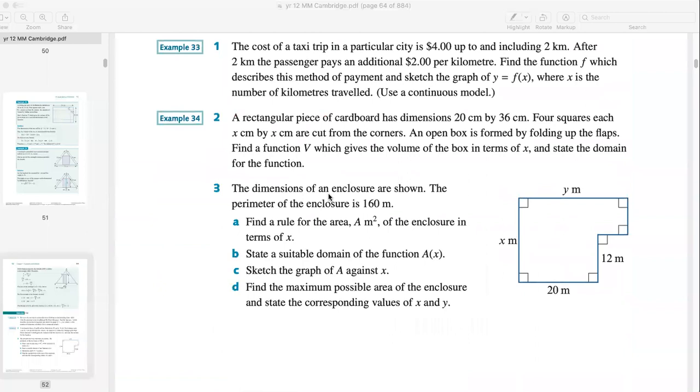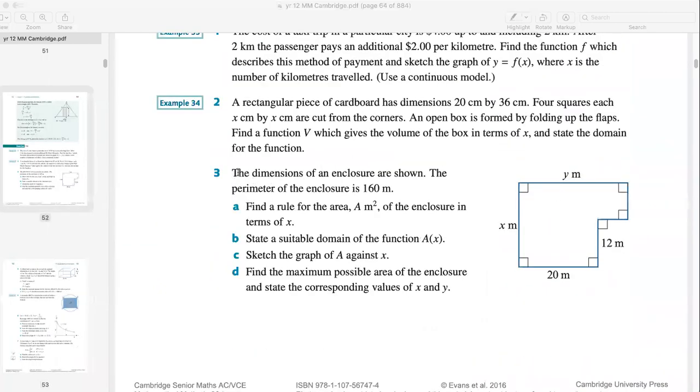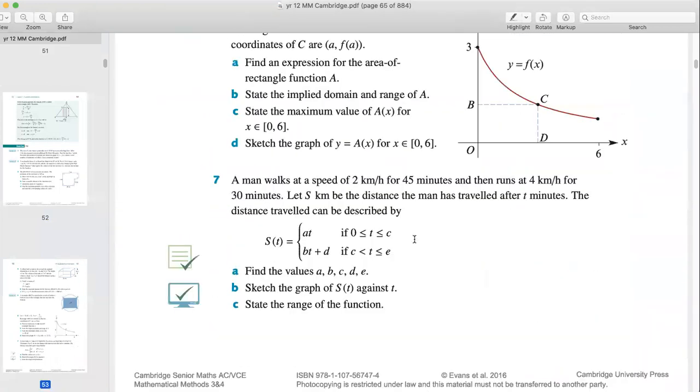So that's it for 1H, and I highly recommend you try question 3, and also question 7, okay? And another pretty important thing is units, okay? Look at here, it's 2 kilometers per hour, but it's only for 45 minutes.